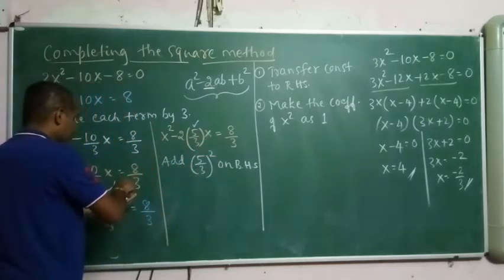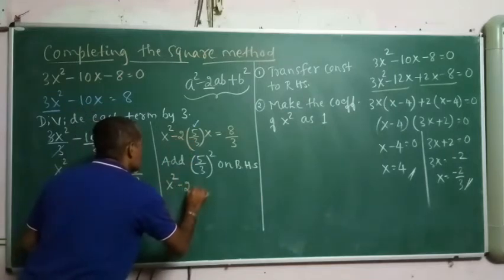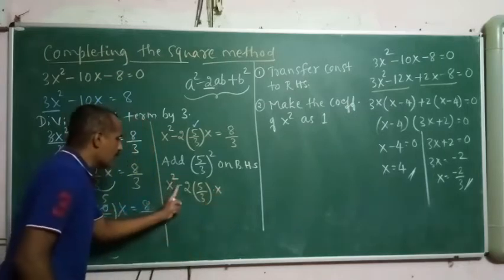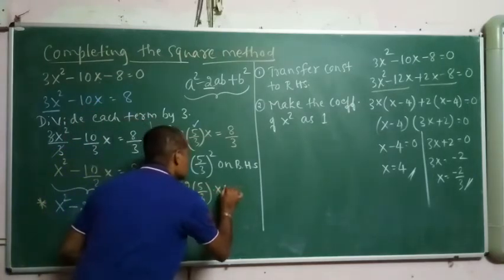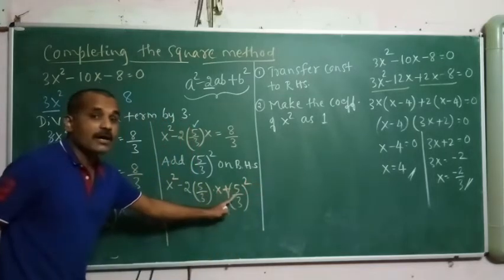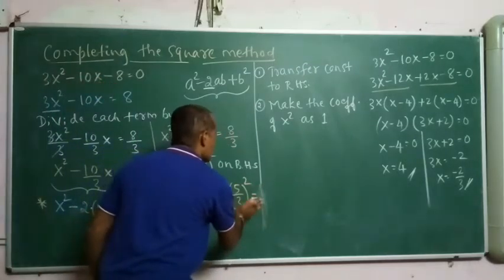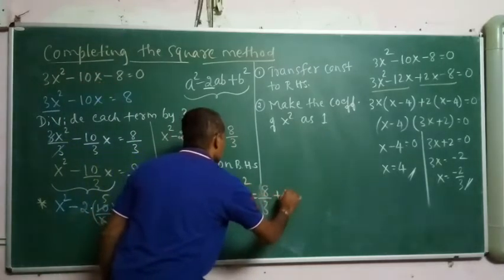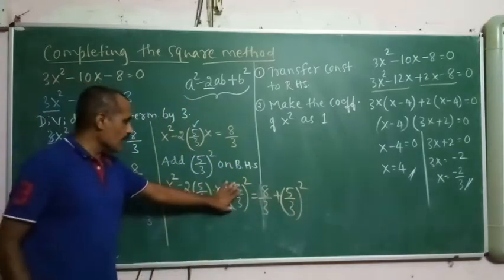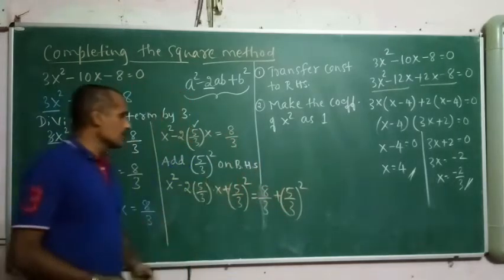What will I do now? I will write x square minus 2 into 5 by 3 into x. This is a square minus 2ab plus b square, 5 by 3. This is the extra term I have added, is equal to, here also, 8 by 3 plus 5 by 3 the whole square. This b square I have added to the LHS and to the RHS also.